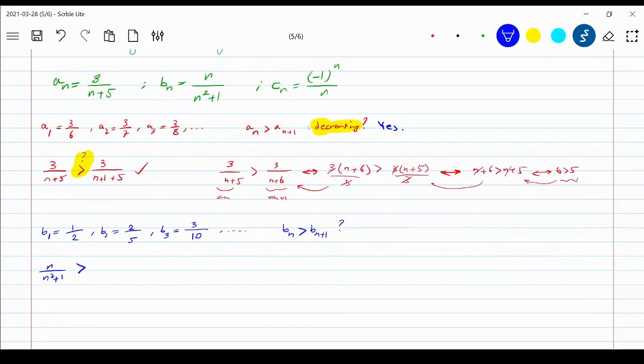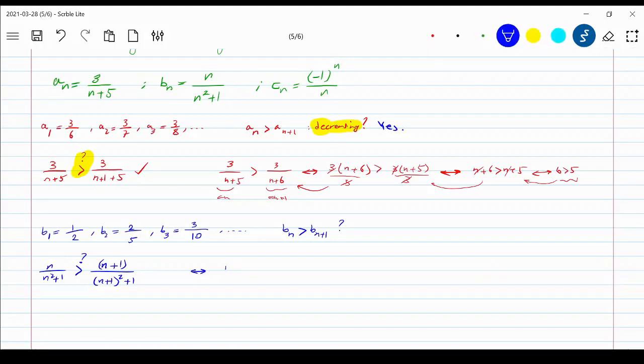And we're going to find out if this is greater than P(n+1), which is replace n with n plus 1: (n+1) squared plus 1. We're going to figure out if this is really a true statement. And for that, we simplify it. We can cross multiply to both sides. Since the denominators are always positive, you can cross multiply, you don't need to flip the sign.